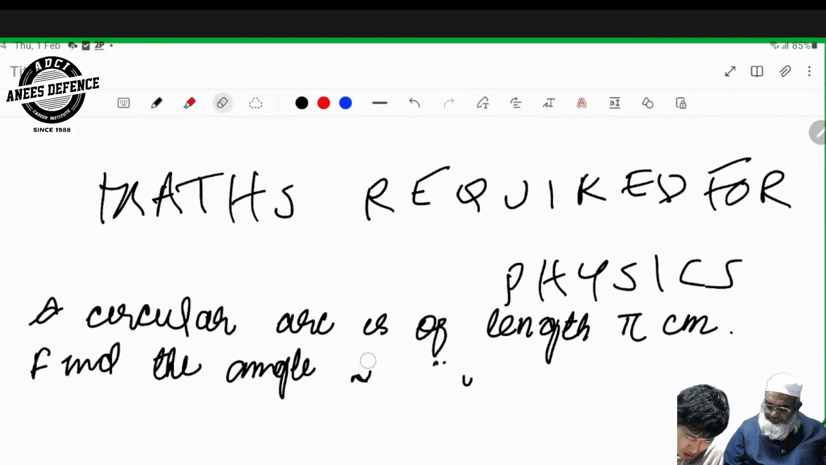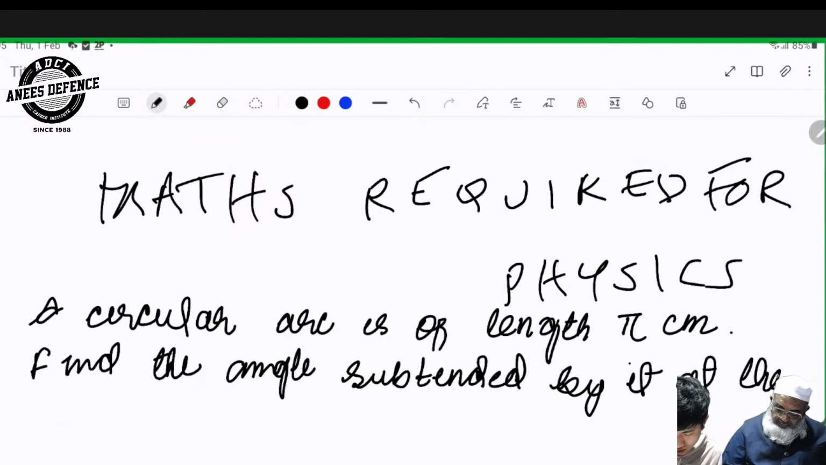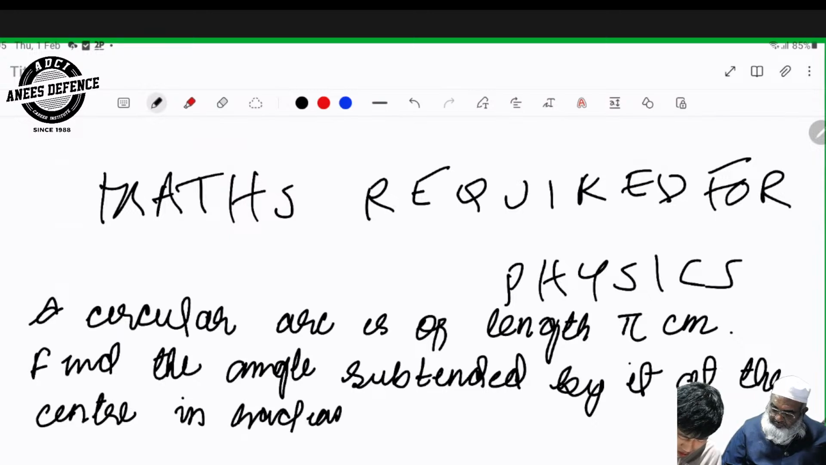Why you are rubbing? Yes, wrong. A circular arc is of length pi centimeter, right? Then find the angle subtended by it at the center in radian and degree.